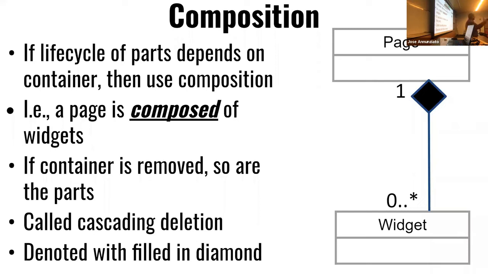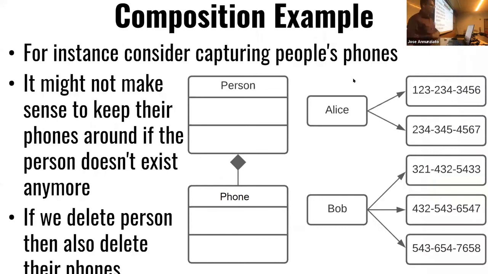But if it's a widget that is being used in many different pages, or maybe it's a logo, or a footer or a header that you use across multiple pages, then maybe those widgets are an aggregation. I don't remove them. If you remove the page, I keep those widgets because they're being used in other places. Make sense? It depends on what the implementation is. You decide how to do that. So there's a composition here: if I remove the person, I remove the phone. Would I keep the phone if I remove the record of the user? Probably not.